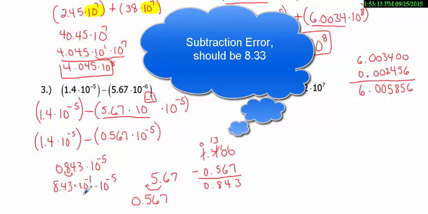All right. At this point, the only thing we have left to do is to add our exponents. So we have 10 to the negative 6, and so it's 8.43 times 10 to the negative 6, and there is our final answer. Coefficient is between 1 and 10.